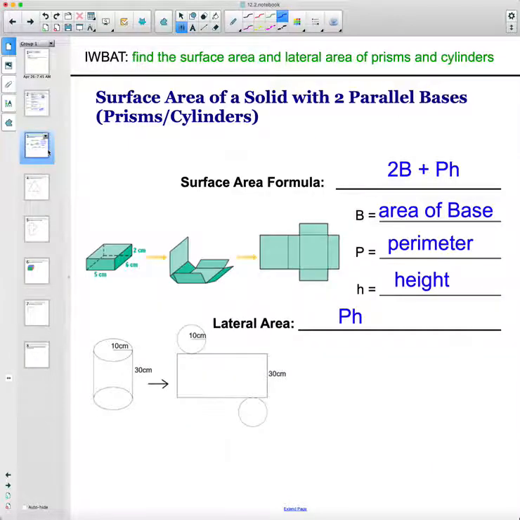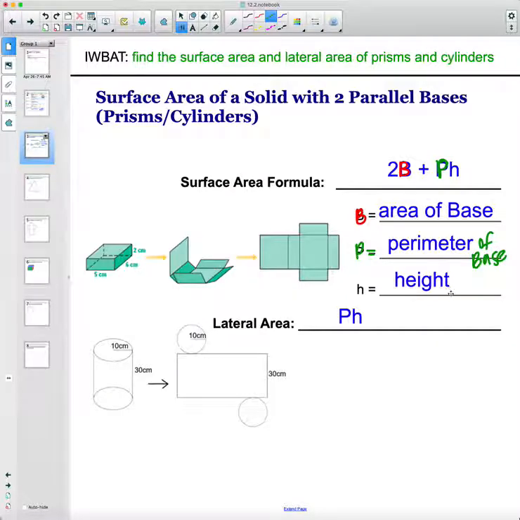So let's take a look at the formula. If it's a shape that has two bases, either polygon ones for prisms or circular ones for cylinders, the surface area is 2 times the area of the base plus the perimeter times the height. So this big B is the base area, the area of your base. Then the P is the perimeter of your base. And then H is your height, the height of the 3D shape.